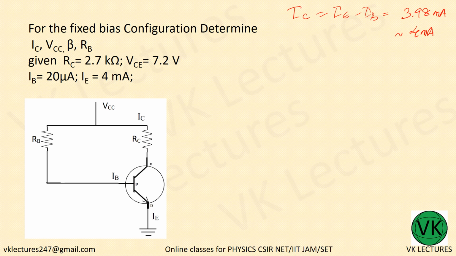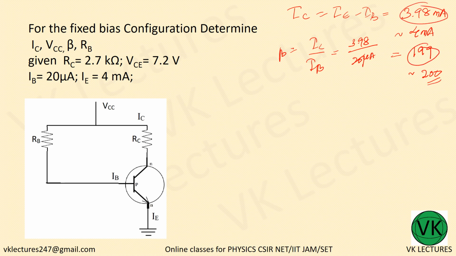Now, once I got IB or IC, I can find out beta. Beta is nothing but IC by IB. IC is equal to 3.98 divided by IB equal to 20 microampere. So this will give me around 199, or you can simply take 200. Okay.